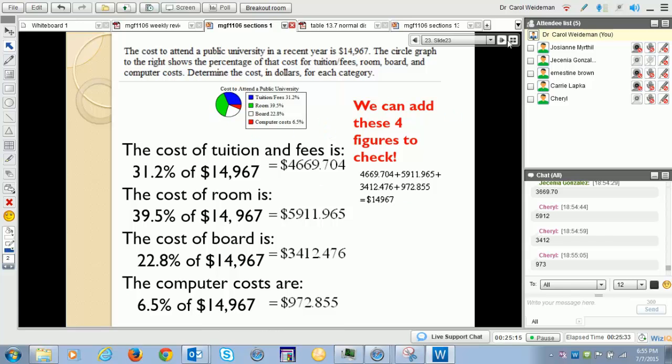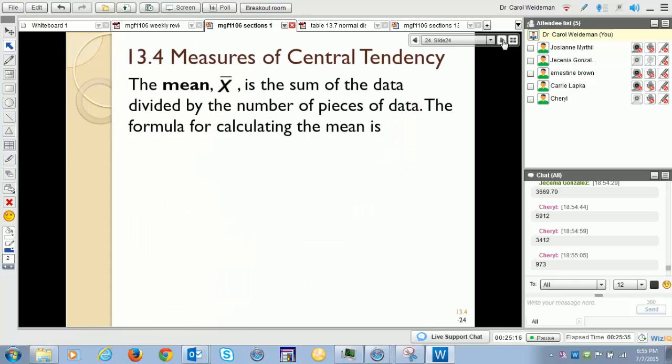Okay, so 13.4 is measures of central tendency. So if we have a data set, how can we describe it with a single number? The first thing we might use is called the mean, which is also written like this, x bar. We add up all the data values and divide by the number of data values. Everybody probably knows that. It's also sometimes called the average.